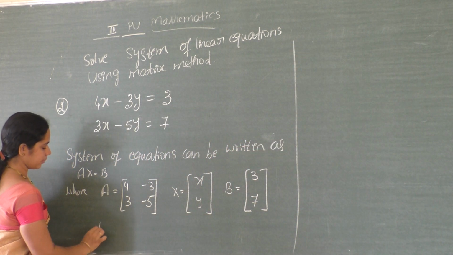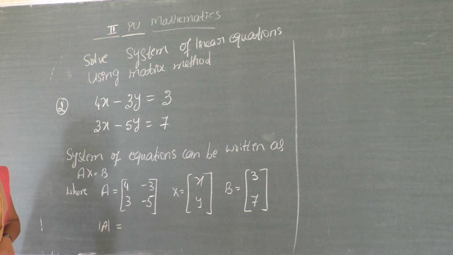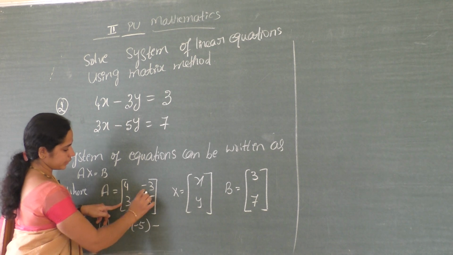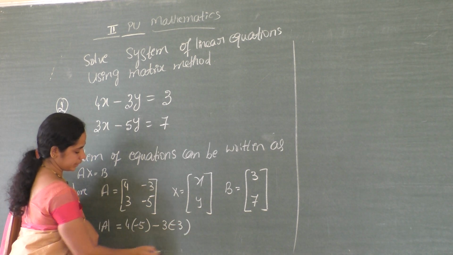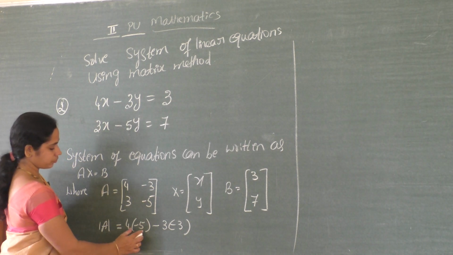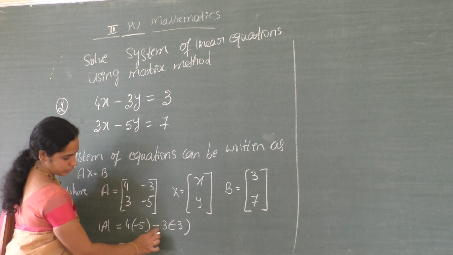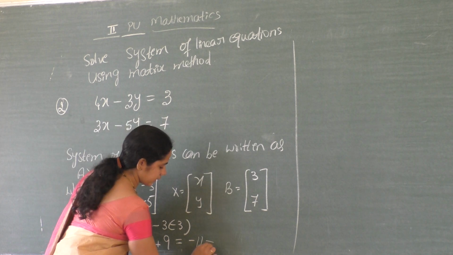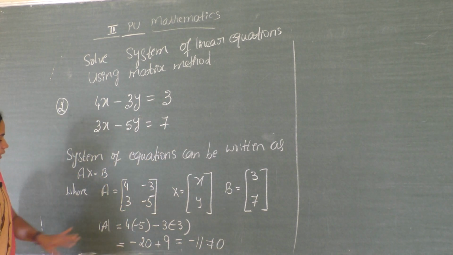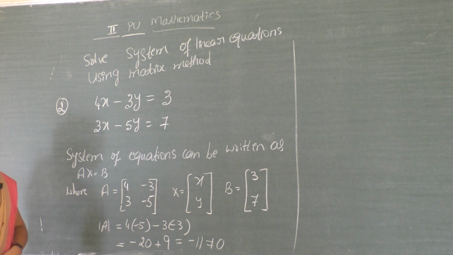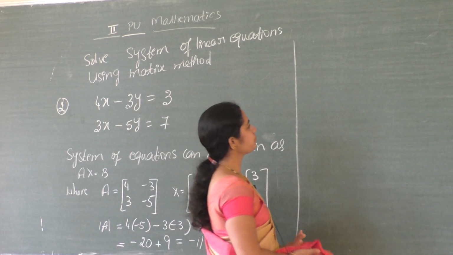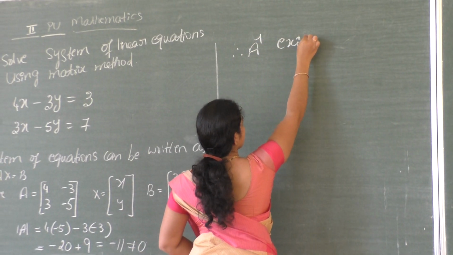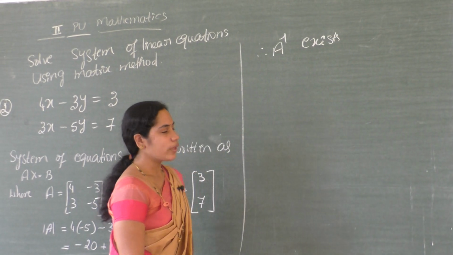Now first we will find out determinant of A. What is the determinant here? 4 into minus 5 minus 3 into minus 3. This is equal to minus 20 plus 9. This is equal to minus 11. This is not 0. Now determinant of A is not 0, therefore A inverse exists here. What is A inverse?